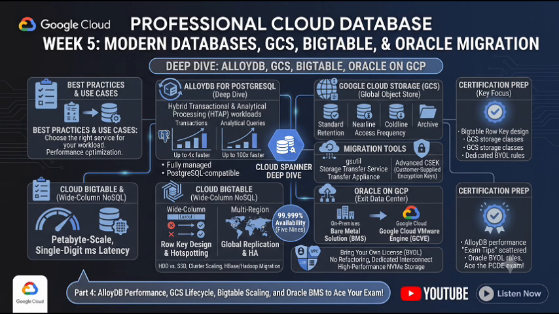A single Bigtable node can handle 10,000 queries per second. That's per node. Per node, yes. With consistent 99th percentile single-digit millisecond latency. Let's translate that out of engineering speak. Okay, translate it for me. That means 99 out of 100 times you ask this database for a piece of information out of a petabyte-sized haystack, it hands it to you in less than 10,000th of a second.